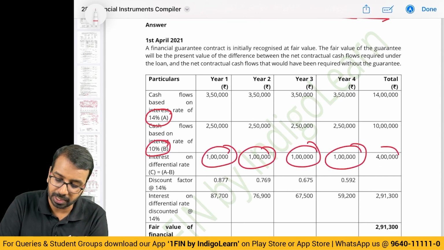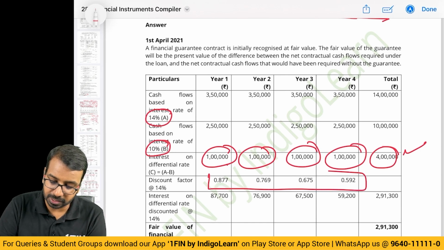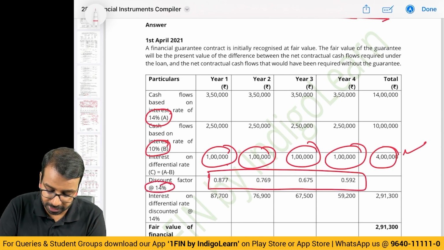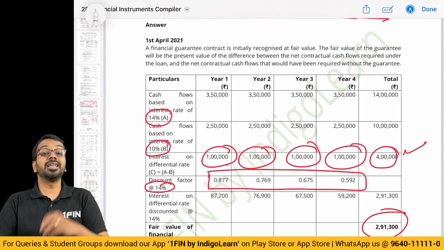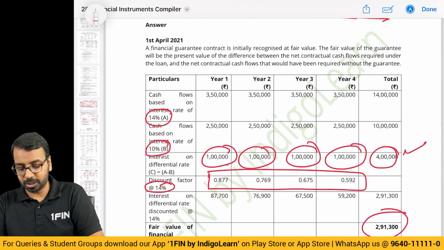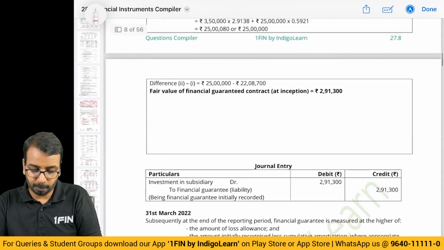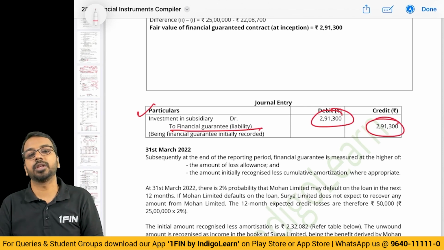1 lakh of saving every year. So total saving is 4 lakh. The present value of the savings that is attributable, discounted at 14%, gives you a present value of 291,300. This is the value of benefit that is provided by the holding company to the subsidiary company. So what is the entry? The entry will be: investment in subsidiary to financial guarantee liability, 291,300.